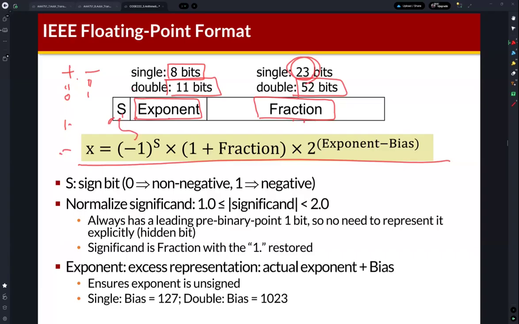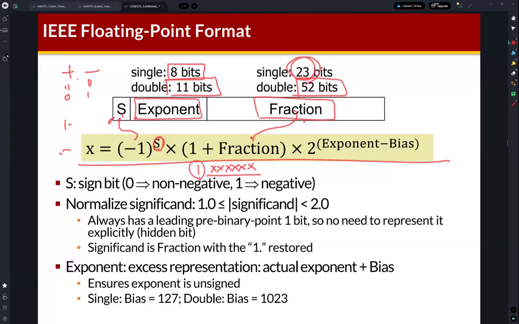And then this is the equation, okay? So this is the sign bit. The sign bit just decides the sign of the floating point number, and then the fraction. So the fraction is 1.xxxx. So we need to represent these numbers xxxx.